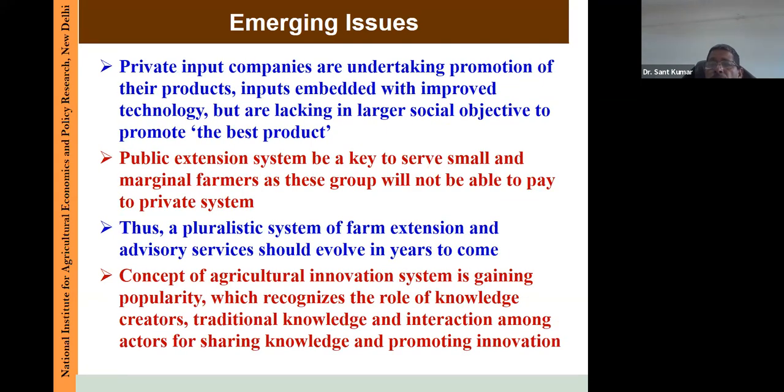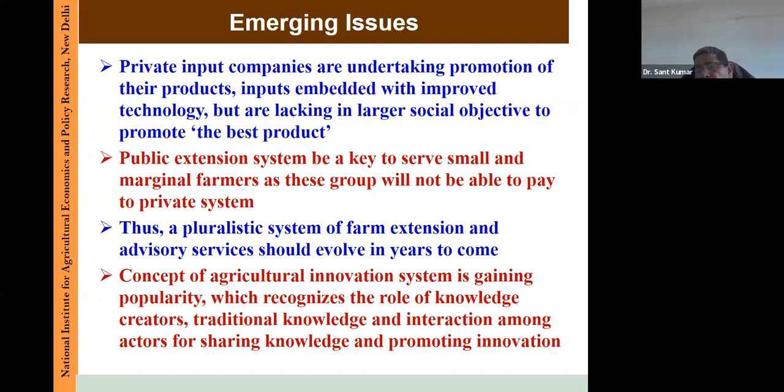So the private input companies are undertaking the promotion of their products, inputs embedded with the improved technology, but are lacking in larger social objectives to promote the best product. The public extension system will be key to serve the small and marginal farmers, as these groups will not be able to afford private services. So thus a pluralistic system of farm extension and advisory services should evolve in years to come.